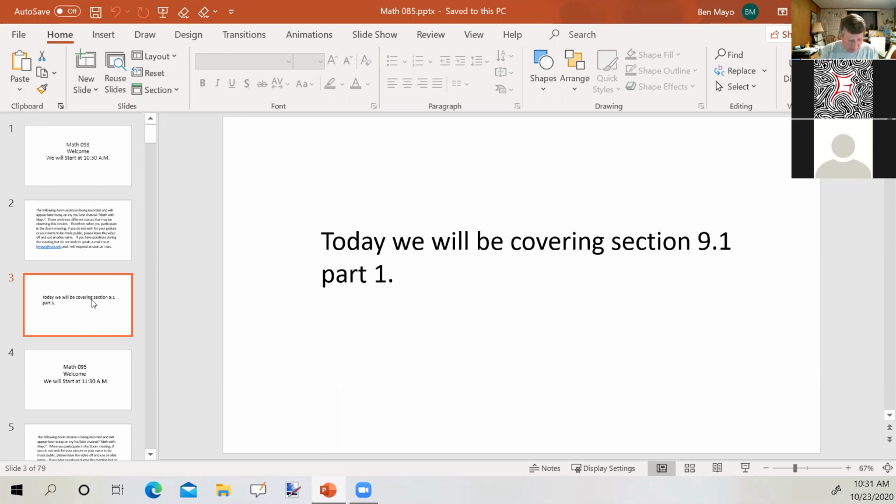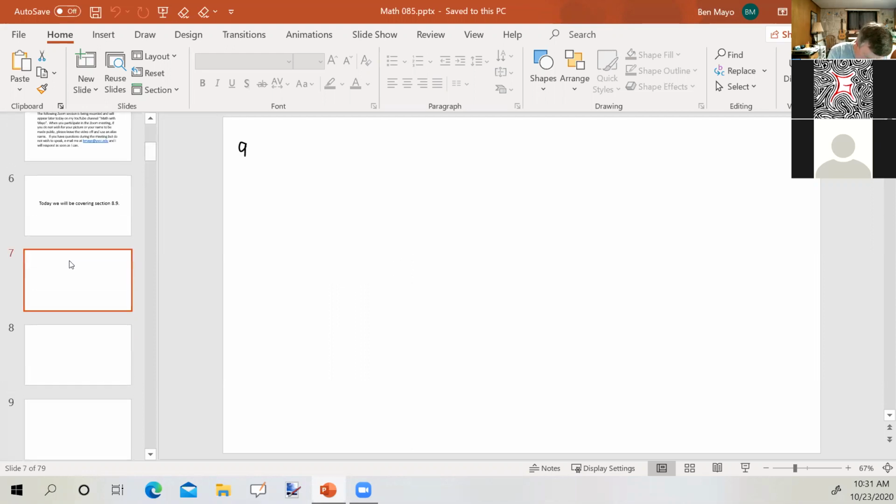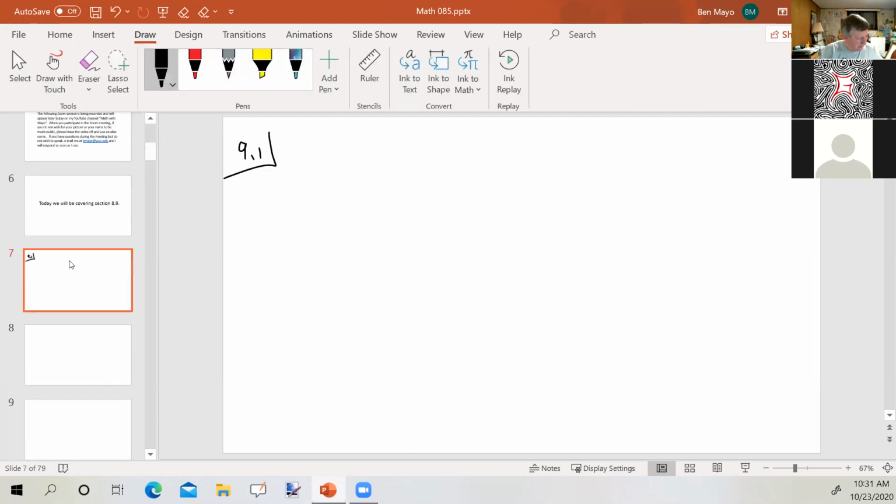All right, so with that, we're going to go into section 9.1, and we're going to deal with radical expressions and radical functions. Radicals, square roots, cube roots, fourth roots, that kind of thing.